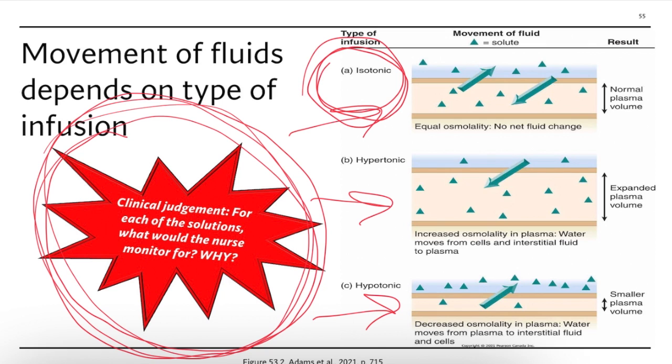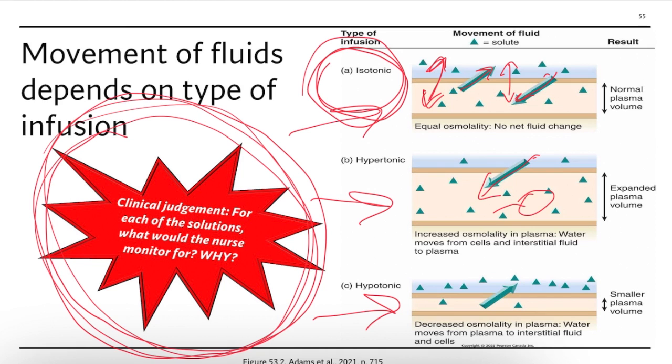We don't want fluid moving out or more fluid moving out and in than should be. We just want the normal amount kind of moving around. We don't want to change the gradient between these two things. Again, we talked on the other slide, when would we give a hypertonic solution? When we need to pull fluid out of the interstitium or we need to pull fluid out of a cell.